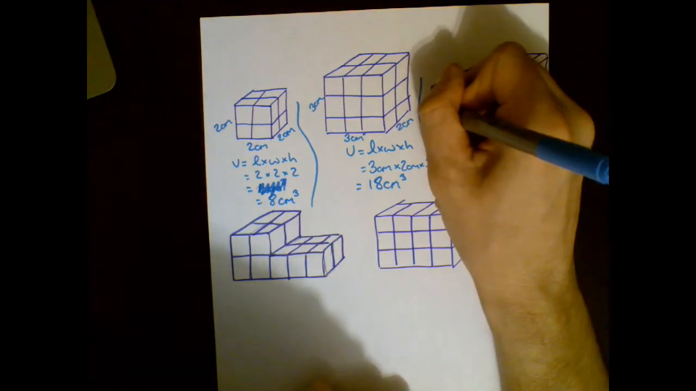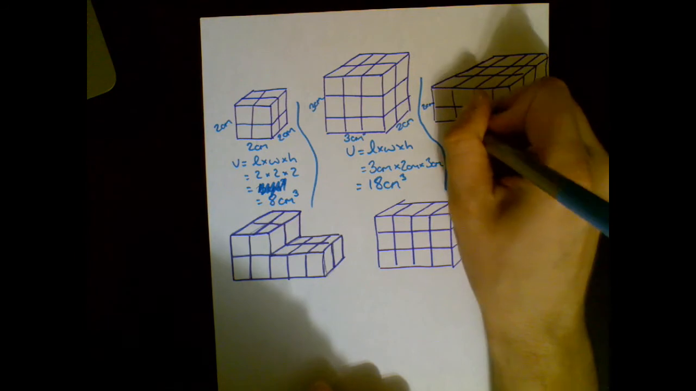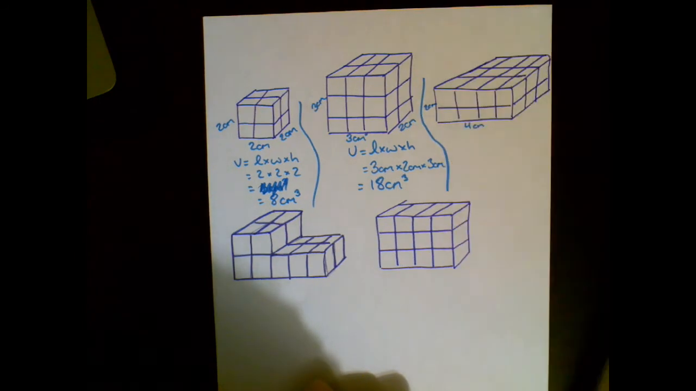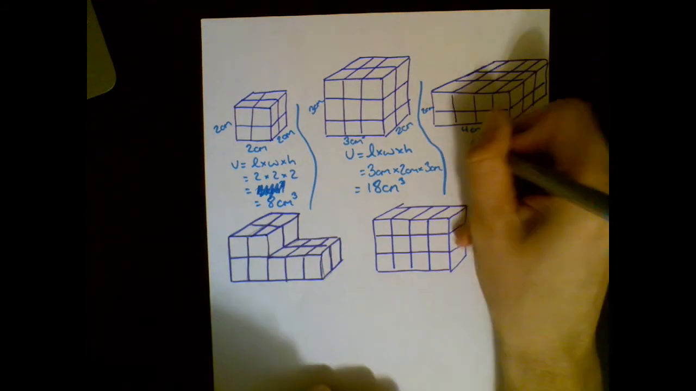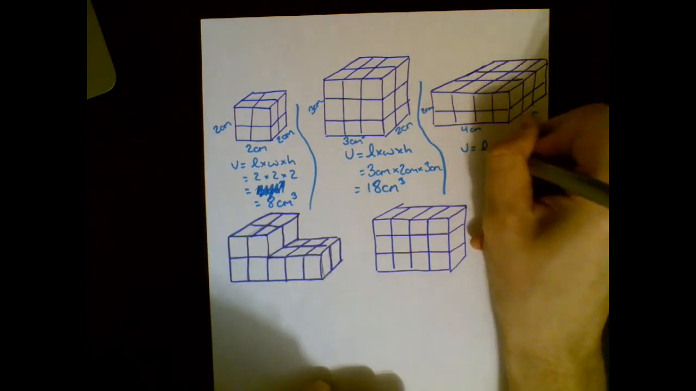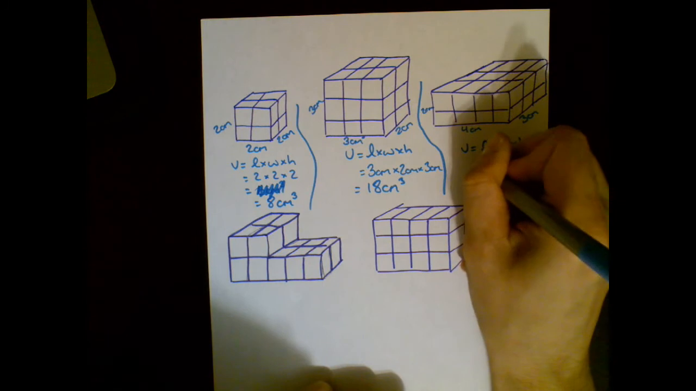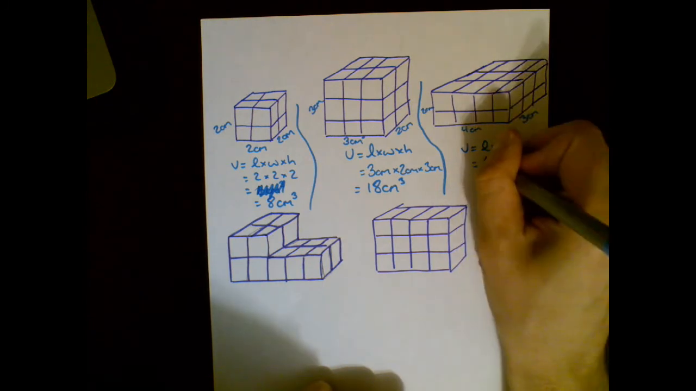So I've got a height of 2. It's got to be pretty tiny. Width of 4. Notice how I'm including my units. Trying to remember: volume equals length times width times height. It's repetitive, but it gets it in your head.